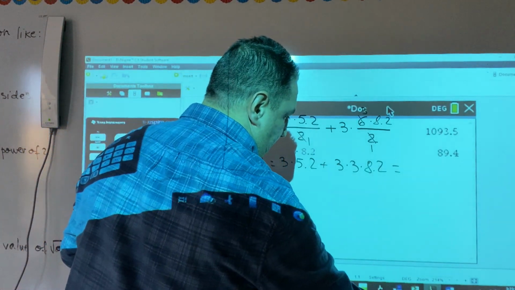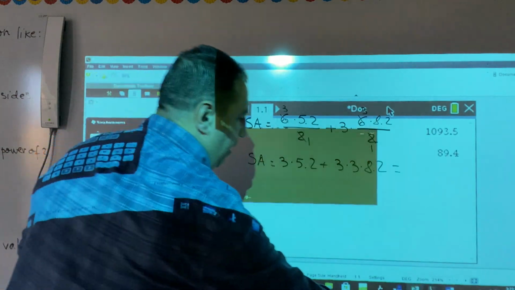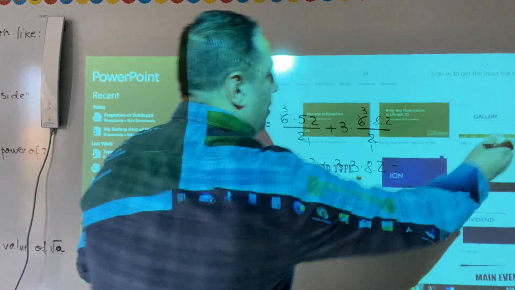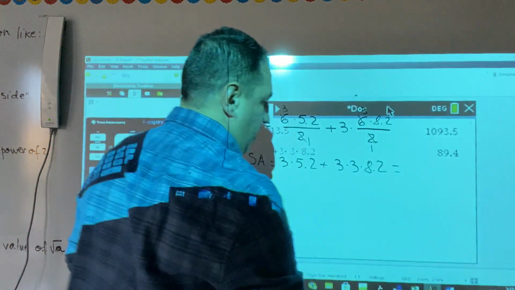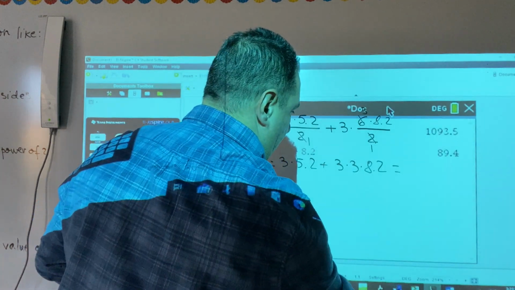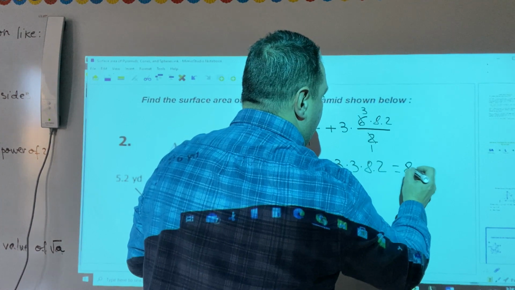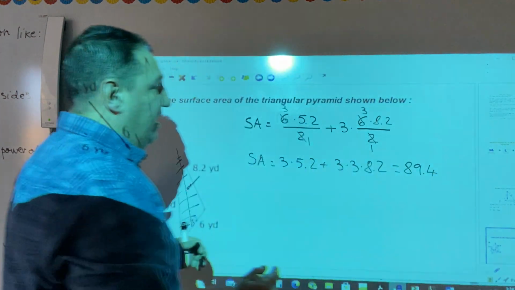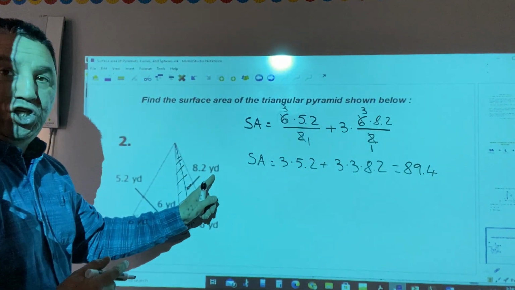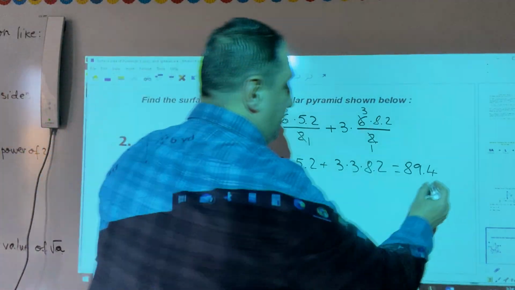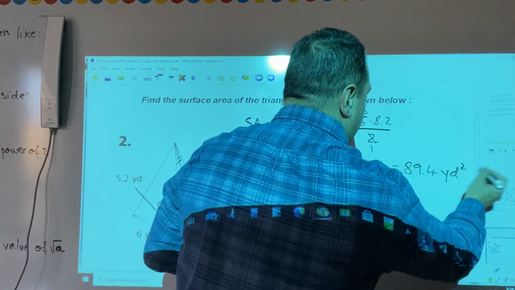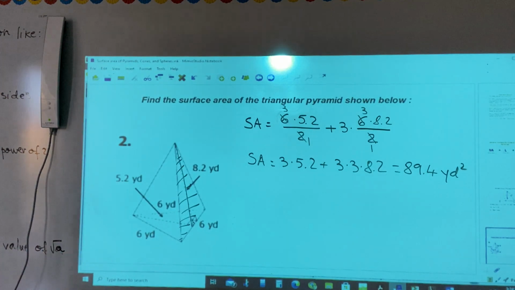So surface area would be 89.4. Again, units are square yards. Good.